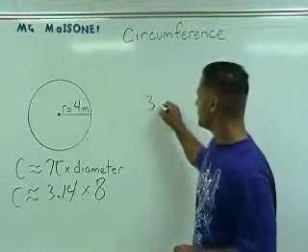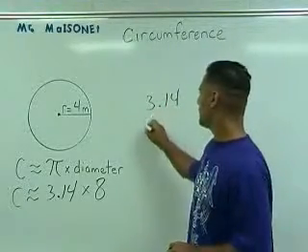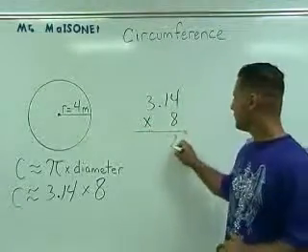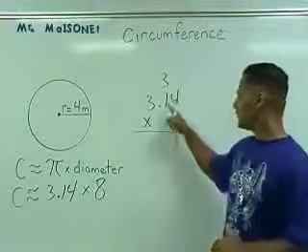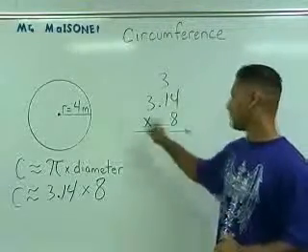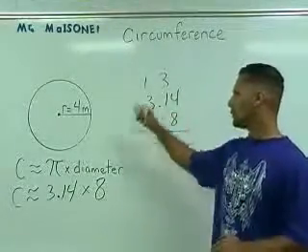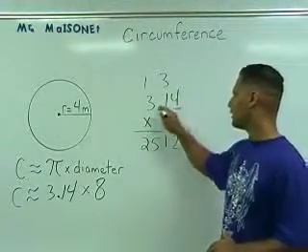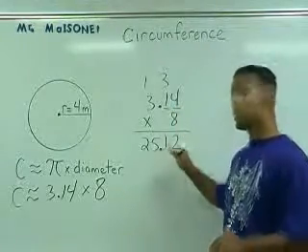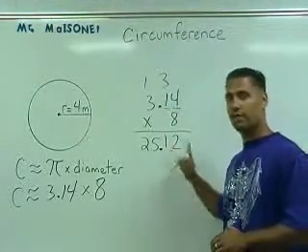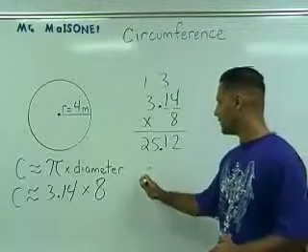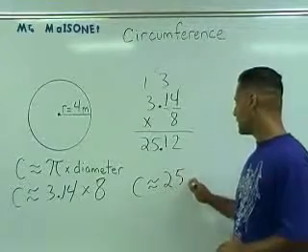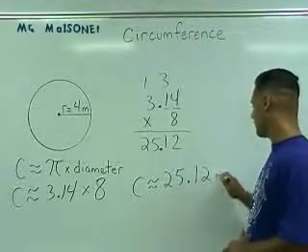So we're going to take 3.14, multiply it by 8 meters. 8 times 4 is 32, carry the 3. 8 times 1 is 8, plus 3 is 11, put a 1, carry another 1. 8 times 3 is 24, plus the 1 is 25. And because we have 2 place values after our decimal, we have to place our decimal in the answer. So we also have 2 place values after that decimal. So our final answer is circumference is approximately equal to 25.12 meters.